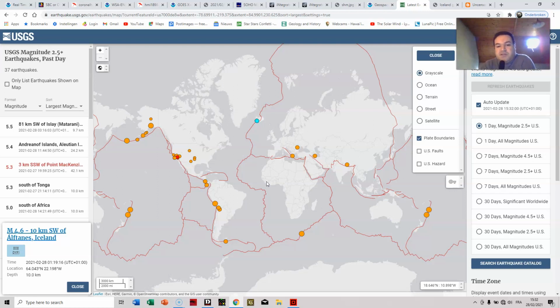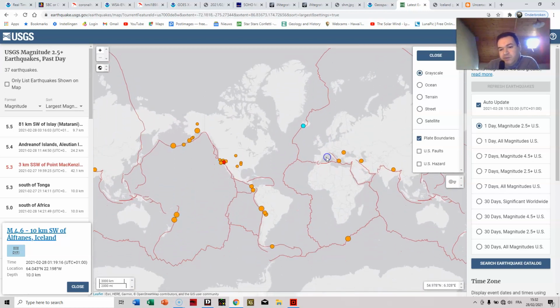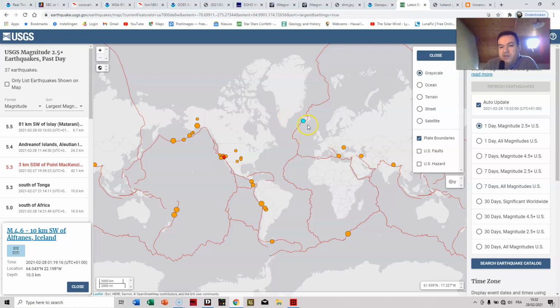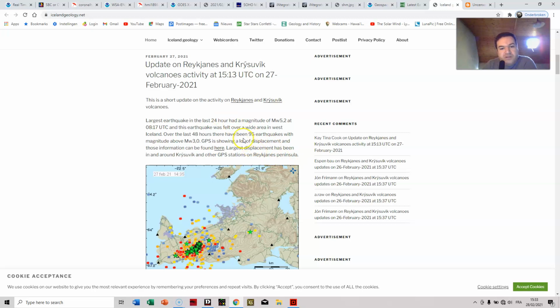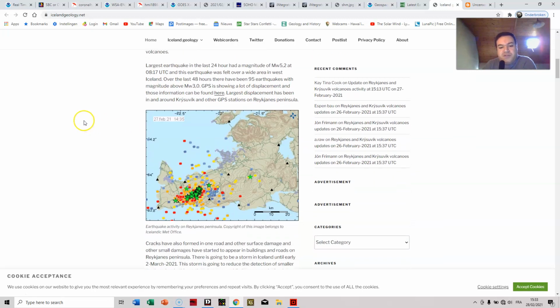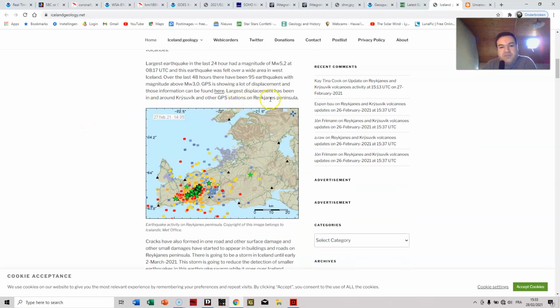So let's move on to earthquakes. The one that caught my attention is the earthquake in Iceland, because, as I said, I would continue to monitor this. And now we are in perfect normal space weather conditions, and yet the activity is still ongoing, as you can see in the geology blog of Iceland. For example, in this article, they state that over the last 84 hours there have been 95 earthquakes in this region, and also there has been meaningful crustal displacement.